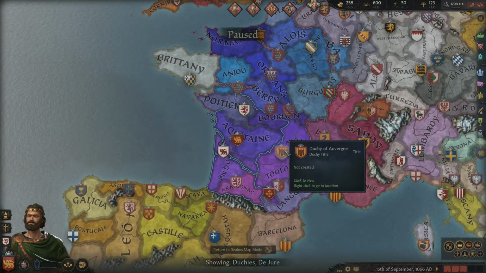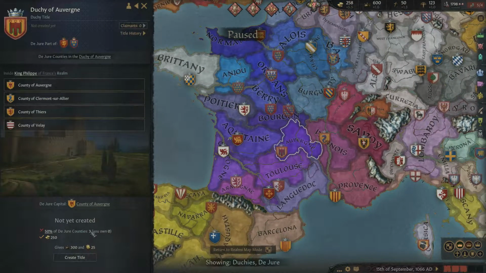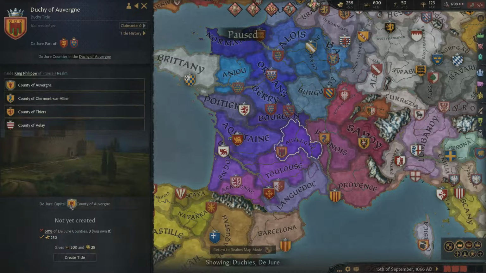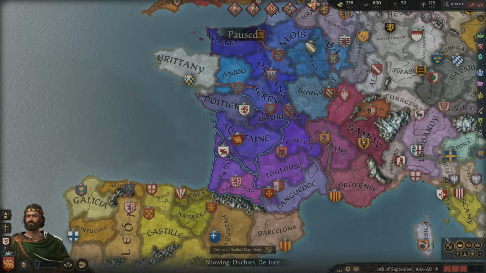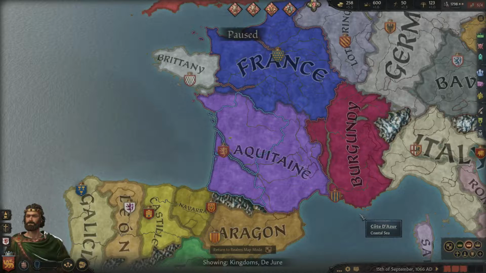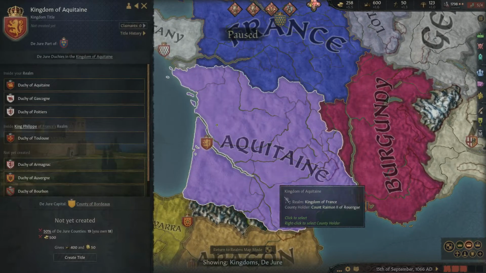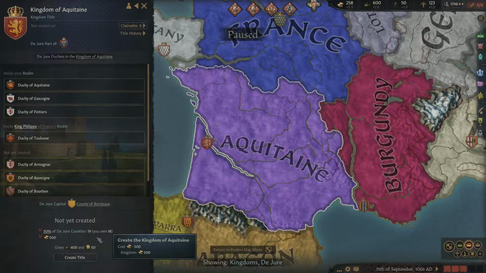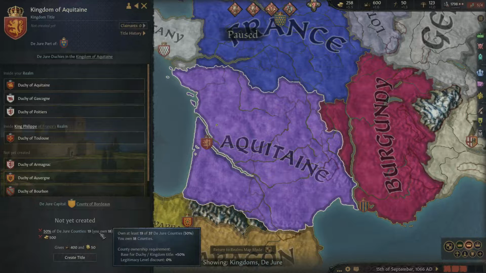If I was to try and get the Auvergne, we would need 50% of the de jure counties, of which we own none. And there are only 4, so you need over 50%, which means you need 3. Now, of course, the same applies at a bigger level with kingdom level titles. For the Kingdom of Aquitaine, for example, we need 50% of the de jure counties, which means we would need 19, and we only have 18, because there are 37 de jure counties to create that title.